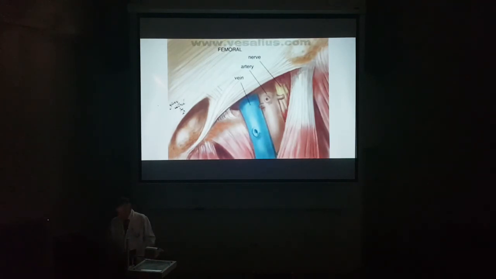And this triangular structure is the lacunar ligament, which is an extension of the inguinal ligament. It makes the medial border of the femoral canal. And this edge here is very, very sharp.